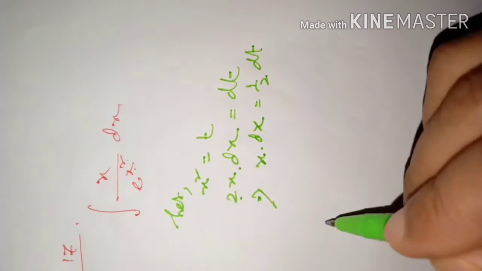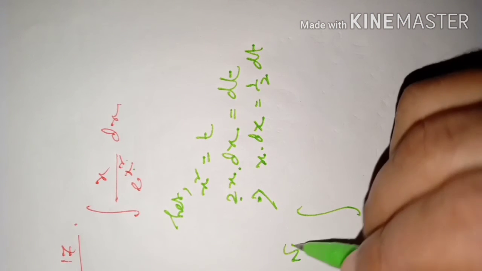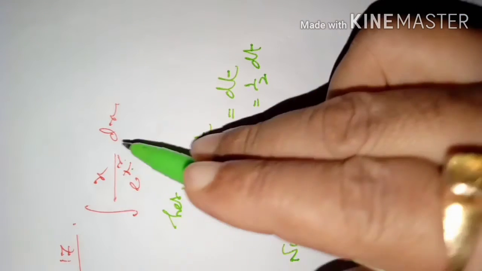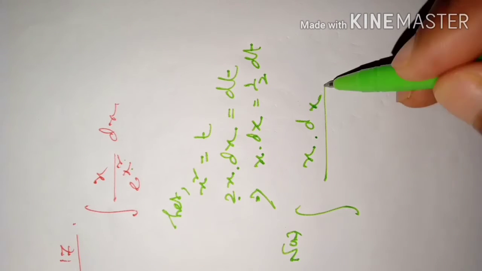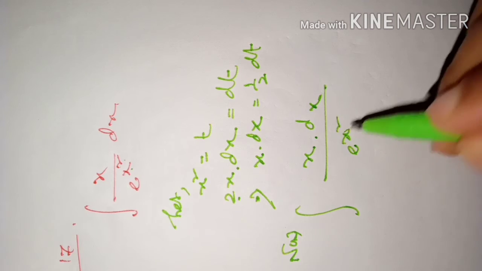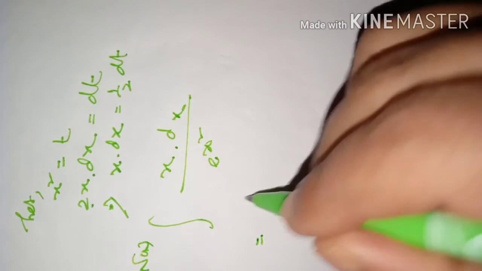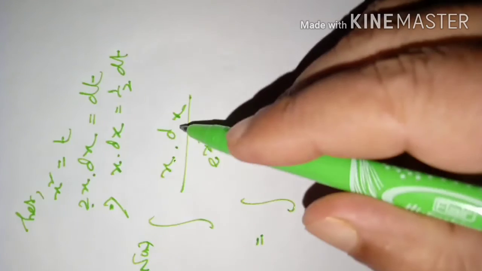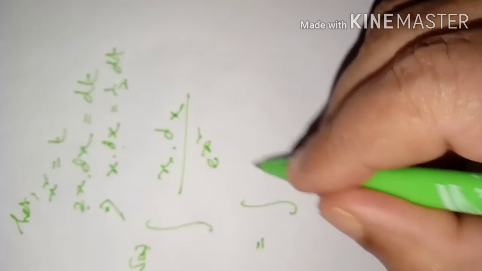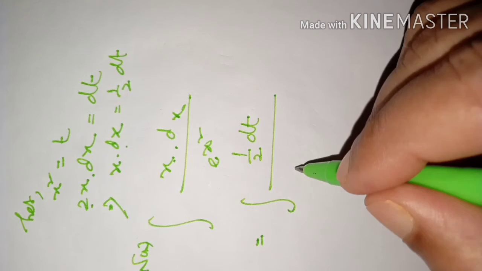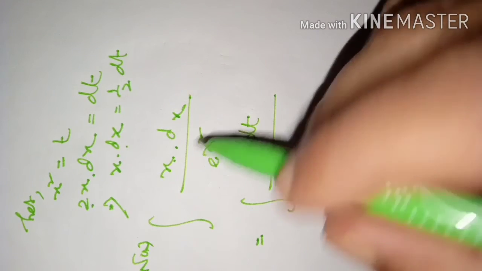Now take the original problem. Original problem was this, x dx. This part I am writing together with this, x into dx divided by e to the power of x square. So then here we will get integration of x into dx. x into dx is half dt divided by e to the power of x square equal to t.